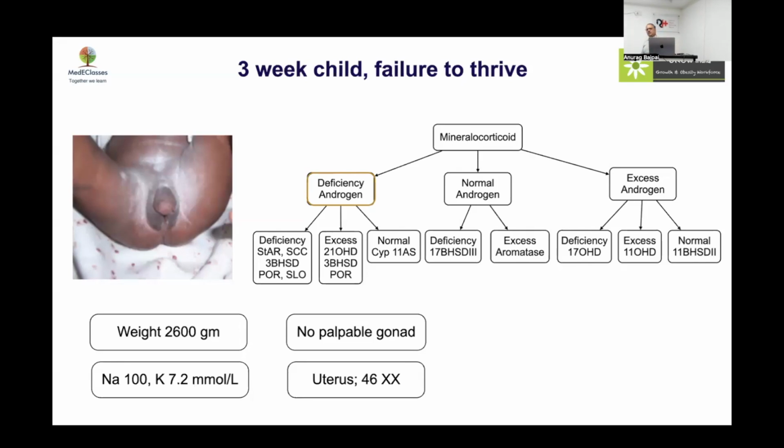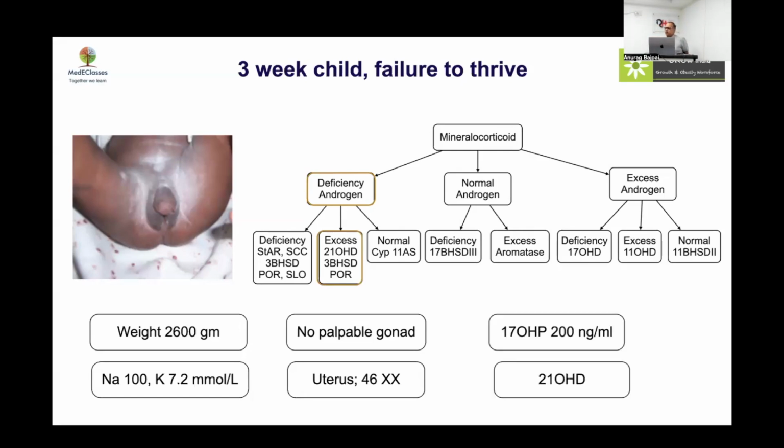A girl who has hypertension and no breast development: in that scenario you will think of 17 hydroxylase deficiency. So this is a classical case of 21 hydroxylase. I think nothing much to worry about.